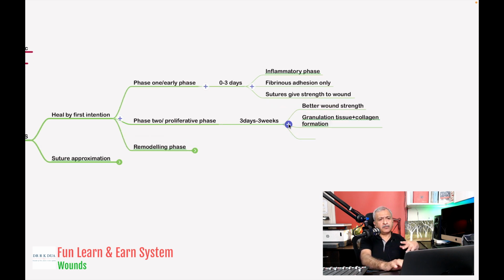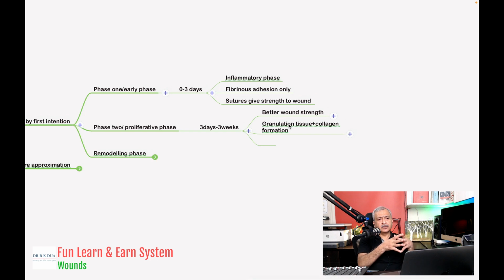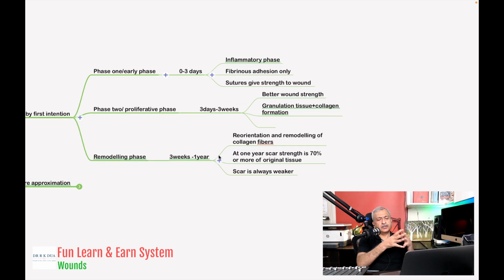So what happens? Granulation tissue, as we have discussed, is formed by the capillaries, various cellular elements along with the collagen. So after that, what happens? 3 weeks to 1 year. In 3 weeks to 1 year, there is just the remodeling of the scar tissue.